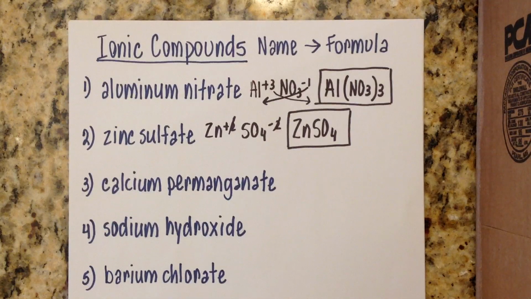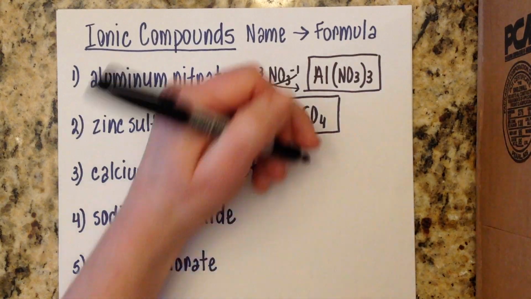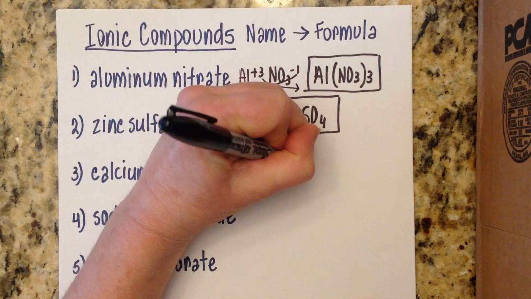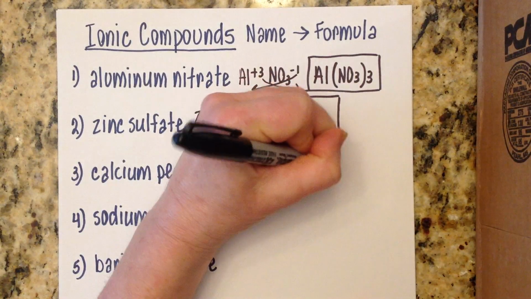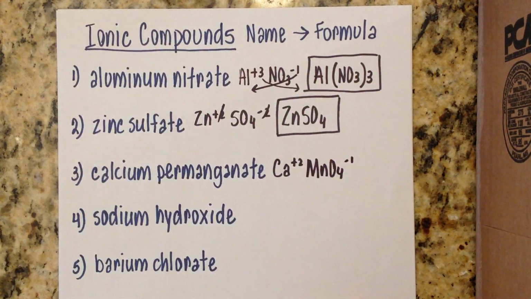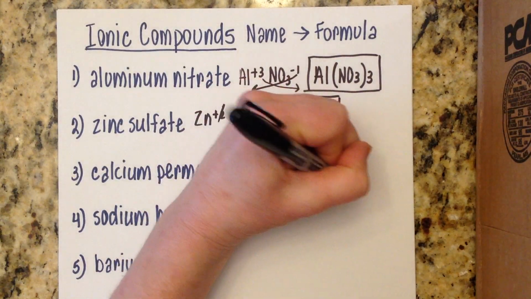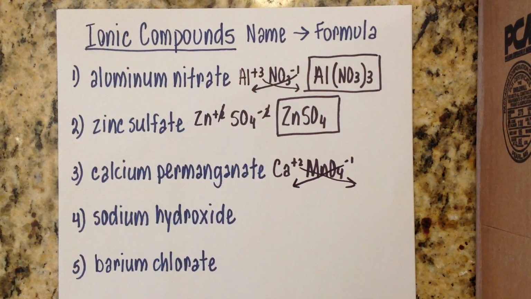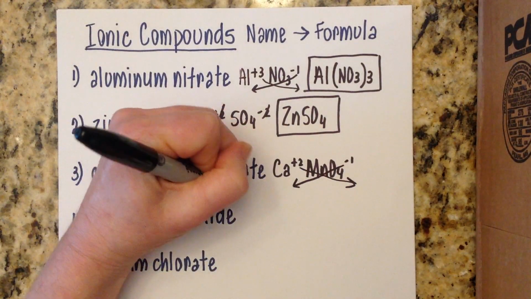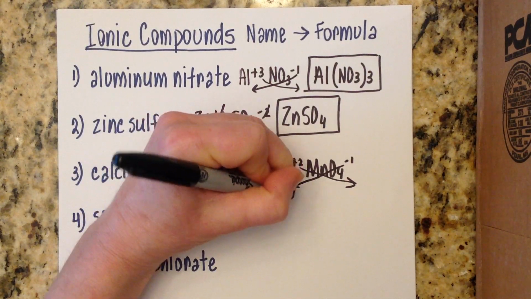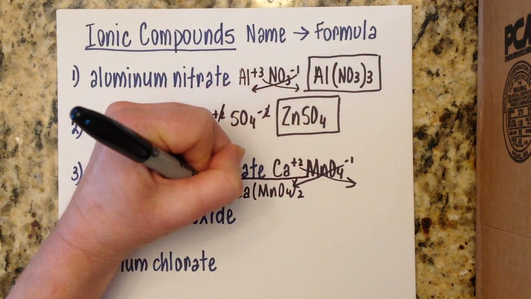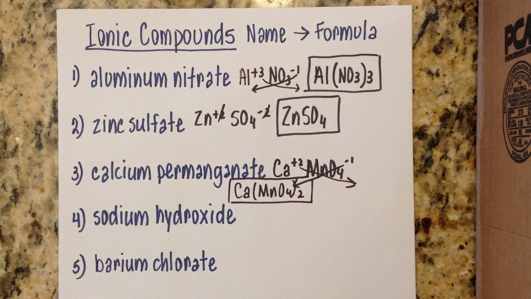All right, next on the list is calcium permanganate. That's a mouthful. Calcium is Ca +2. Permanganate is a polyatomic ion, MnO4 -1. That's one of my favorites. I have no idea why, but I love writing that one. So bring the 2 down here, the 1 down here. So your answer is going to be Ca(MnO4)2. And there you go. The 2 goes outside the parentheses. Do not write the 1.